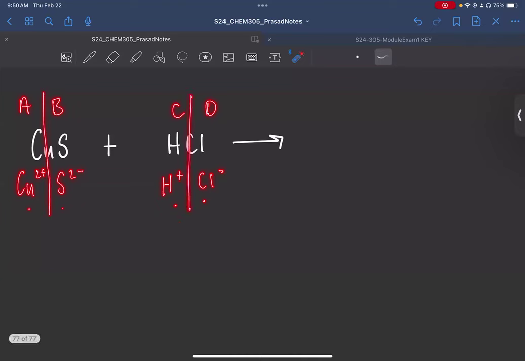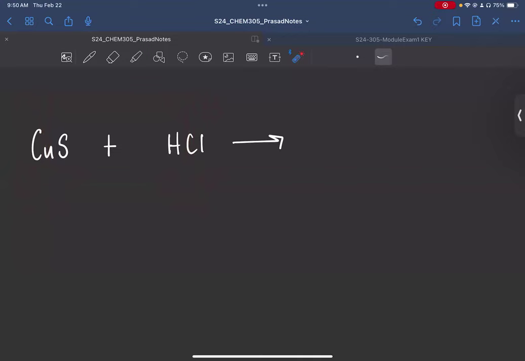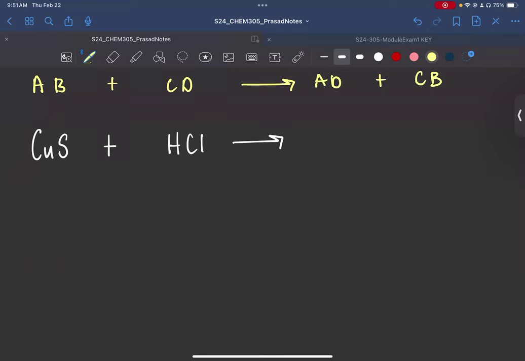You need to be able to match the relevant formulae to what the generic equation represents. So just having it right up here, AB plus CD gives us AD plus CB. That is a generic reaction. We're going to use a generic reaction to tell us the actual reaction.